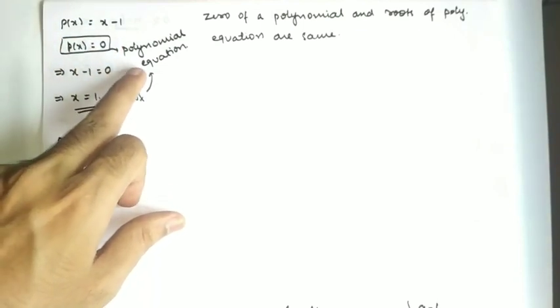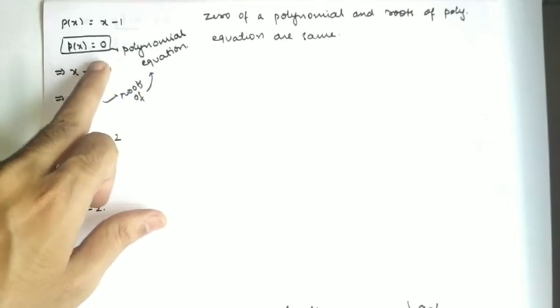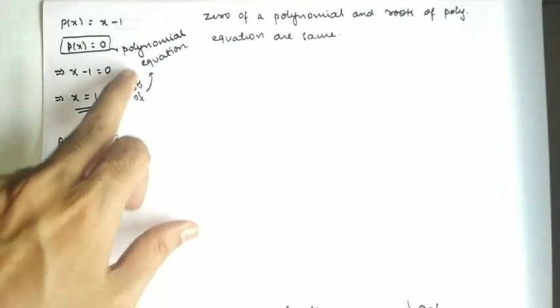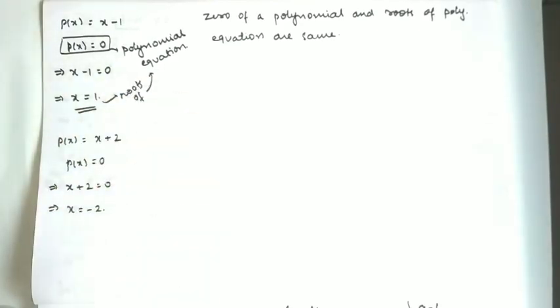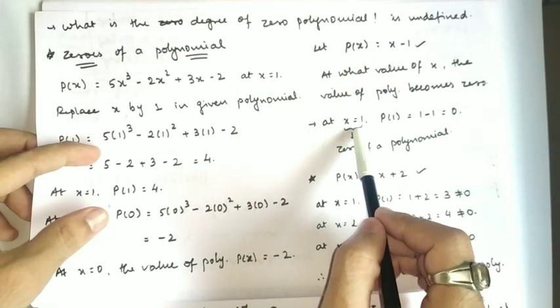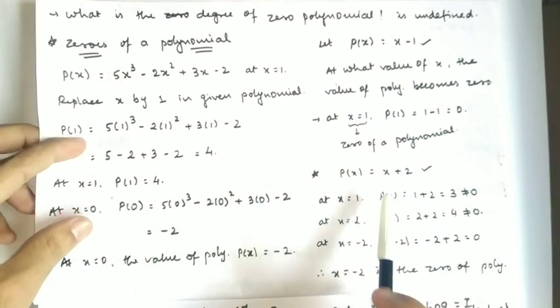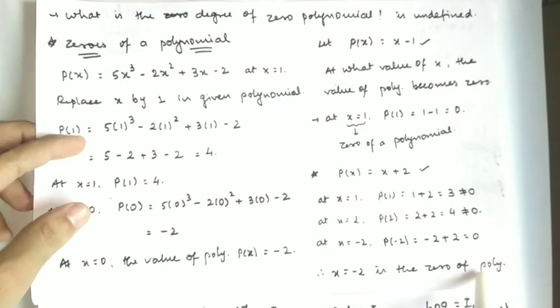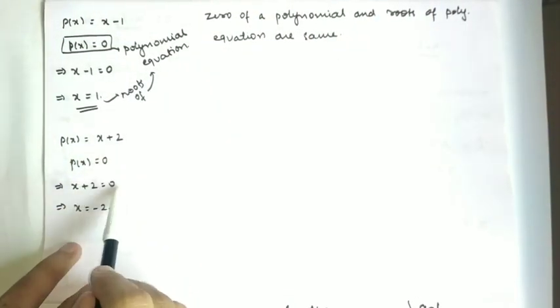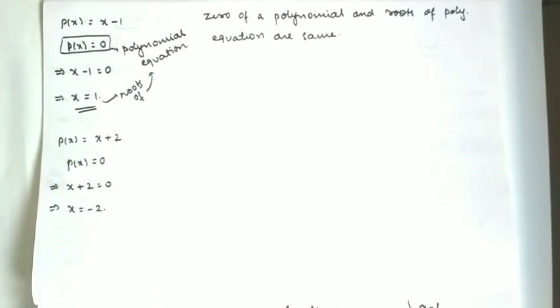I converted it into the polynomial equation by taking it equals to 0. Correct. So I got x equals to 1. I called it the root of a polynomial equation, and we already understood here that if p of x is equals to x minus 1, then x equals to 1 is the 0 of a polynomial. Similarly for x plus 2, minus 2 is the 0 of a polynomial. So here for p of x equals to x plus 2, I converted into equation, and again I got x equals to minus 2 as the root of the polynomial equation. So basically root and the 0 both are the same thing.